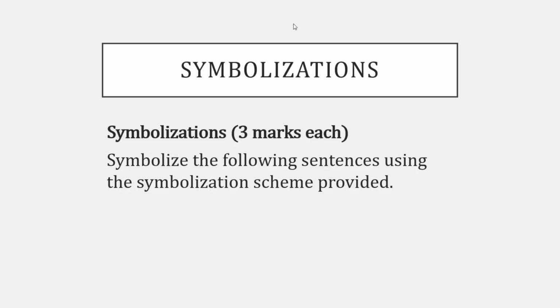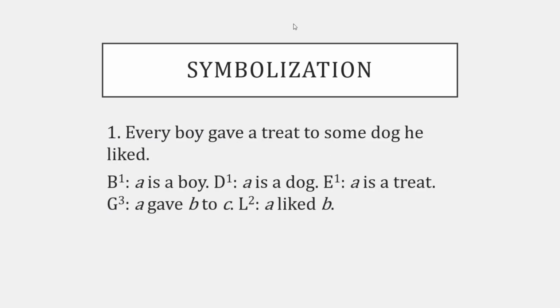Okay, so here's the prompt for the symbolizations. Symbolize the following sentences using the symbolization scheme provided. You've seen this. This is what it looked like on test 1 and test 2. Here's what the questions are going to look like. We've got: every boy gave a treat to some dog he liked. So that's the sentence to be symbolized, and then the symbolization scheme is below.